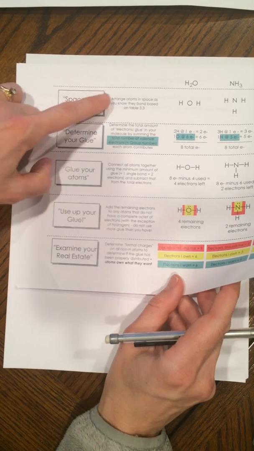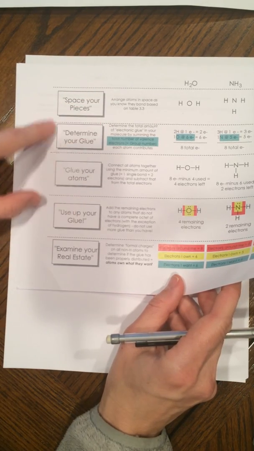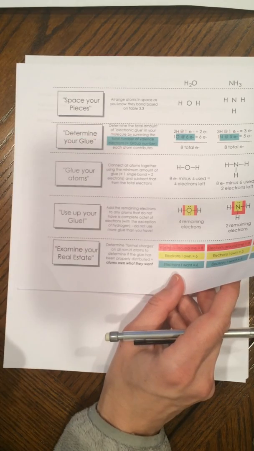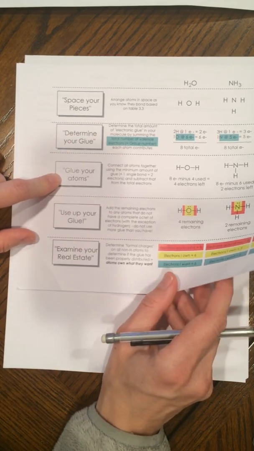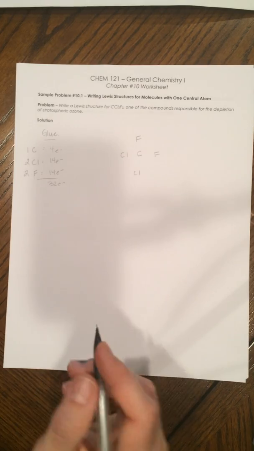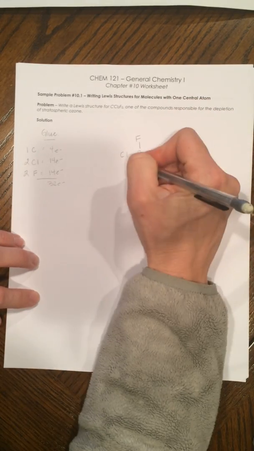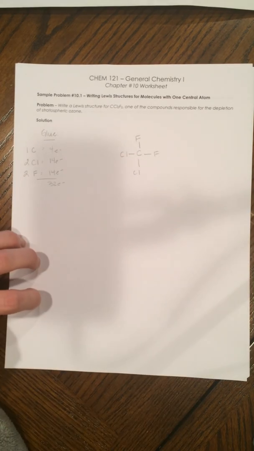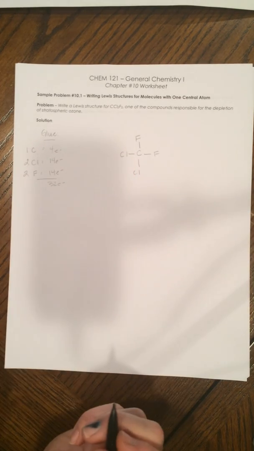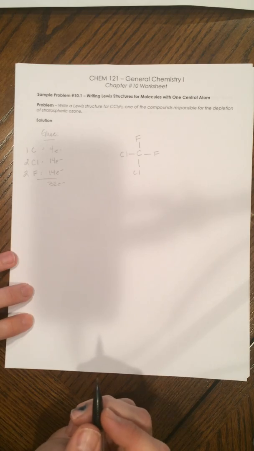All right, so following along, we spaced our atoms, again arranging atoms in space. We determined how much glue we have, that's summing up the valence electrons. Now we're going to glue our atoms together, and we glue things together first by connecting only with single bonds. So every time I draw a line, that represents a single bond with 2 electrons that's gluing those atoms together.